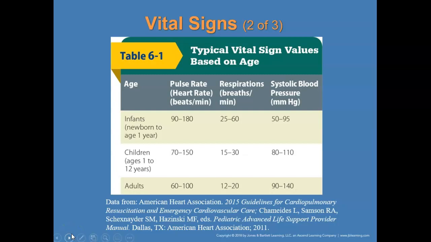Typical vital sign values based on age. Infants, their heart rates run a little higher, so they're 90 to 100 beats per minute. Respirations run higher, 25 to 60. And their top blood pressure can be anywhere from 50 to 95. Children, 70 to 150, respirations 15 to 30, systolic blood pressure, which is your top number only, is 80 to 110. Adults, pulse rate is 60 to 100, respirations are 12 to 20, and the top number for an adult on their blood pressure is considered normal from 90 to 140, with 120 over 80 being the normal.